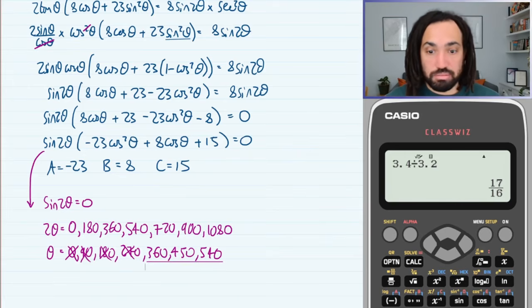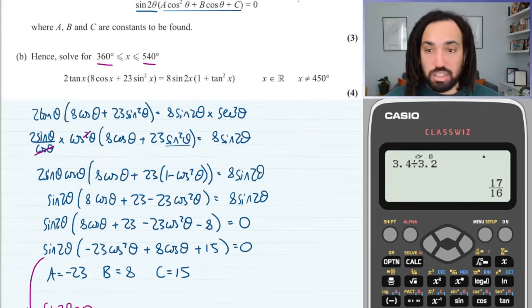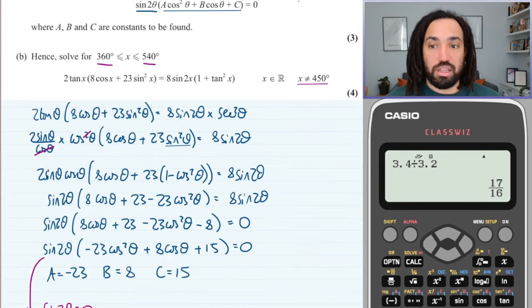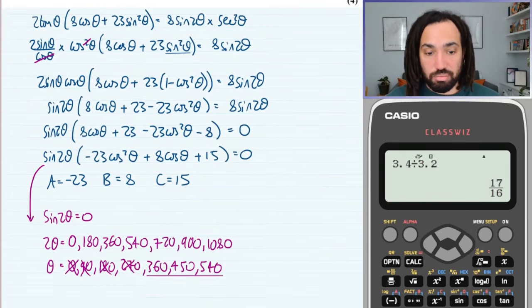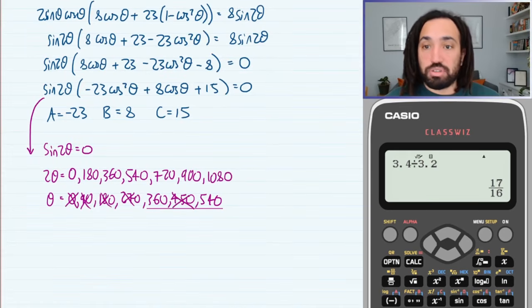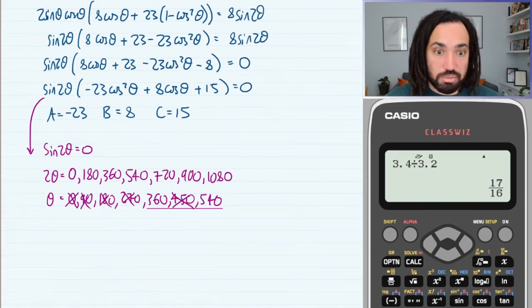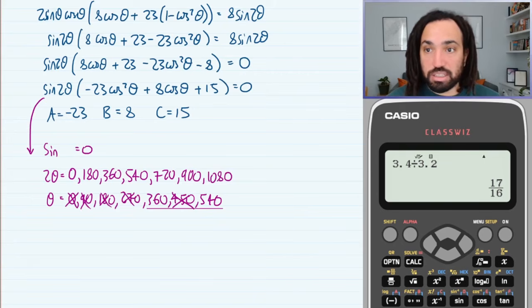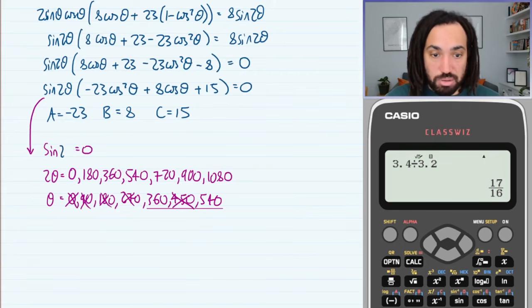But are they? Let's double check. It tells me that x cannot be 450. So 450 is no good. And I've just realised that actually, this new equation is in terms of x. So let's write it as 2x, 2x, and these are our x values.